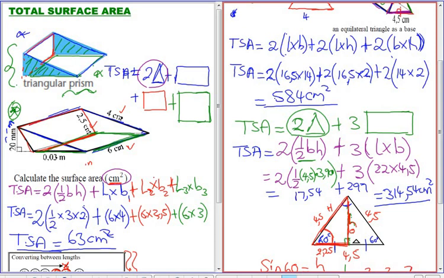So in this situation, 314.54 is definitely smaller than 584 square centimeters. Therefore, we will pick the triangular prism for this question. So it will be the triangular prism. That's easier. That is what we are going to pick in this question.